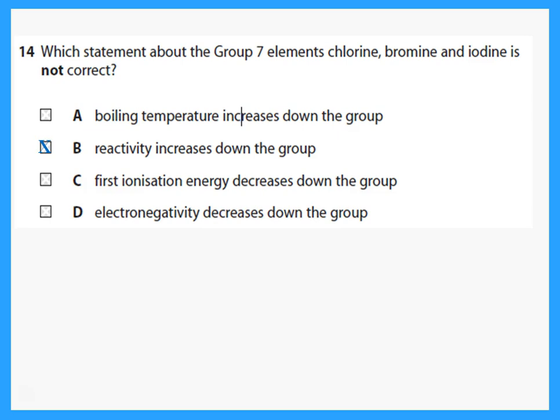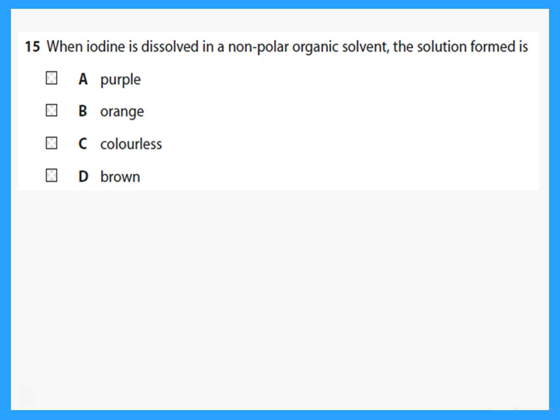First ionization energy decreases down the group? Yes, we said the outermost electron is further away from the nucleus as we go down the group. So the amount of energy needed to remove that outermost electron will be less and less as we go down. Electronegativity decreases. That is correct. We said the one on top, fluorine, is the most electronegative.